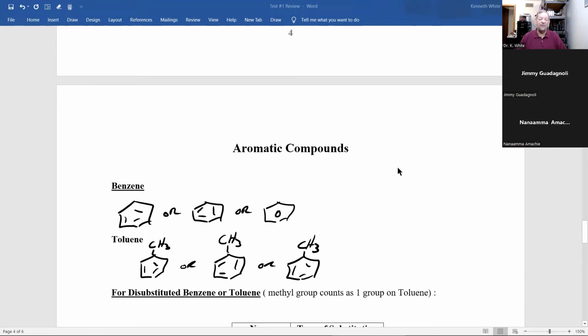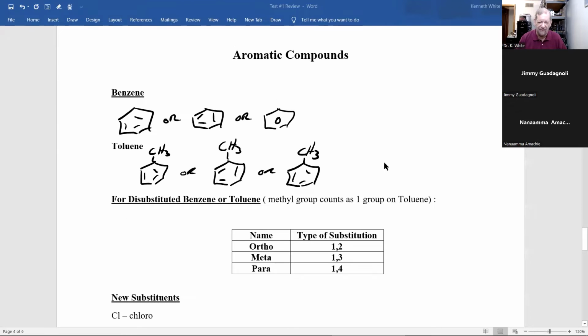All right, next, and I'll be doing the aromatic problem set today too, we have aromatic compounds. Now, benzene can be drawn any of these three ways. If you draw this, that's not benzene, that's cyclohexane. Be sure that inside the ring, you either put the three double bonds or a circle.